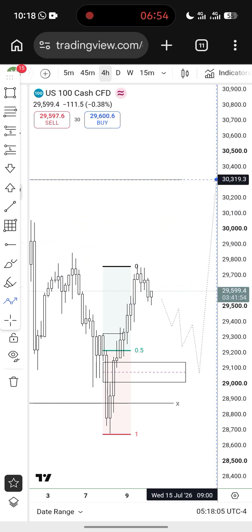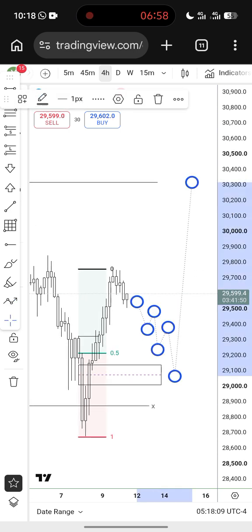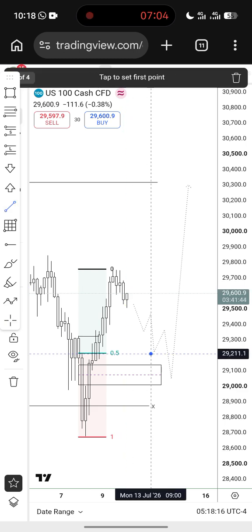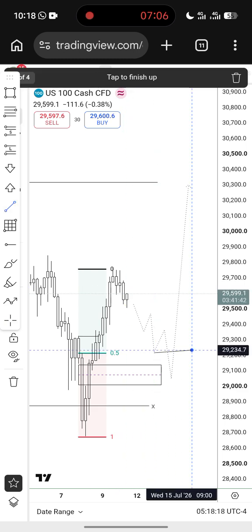So this is my analysis. This is my top-down analysis on the NASDAQ, from the weekly time frame. This is what I'm expecting.